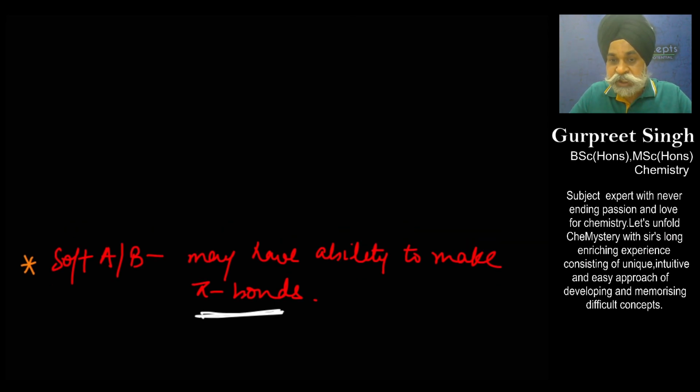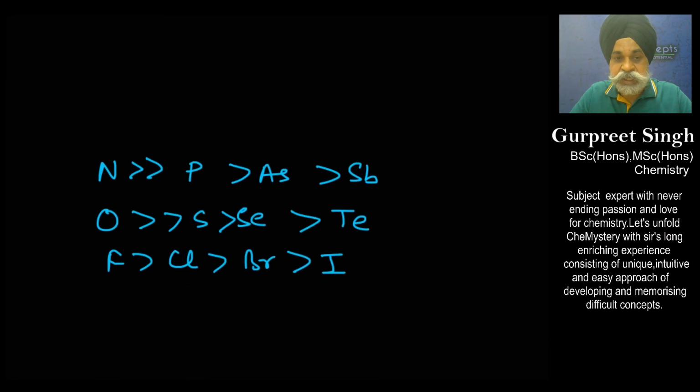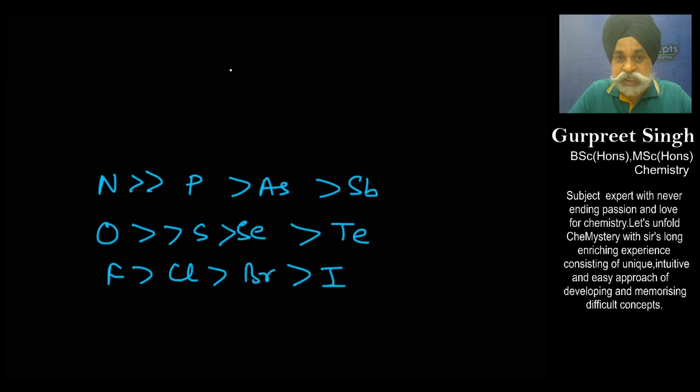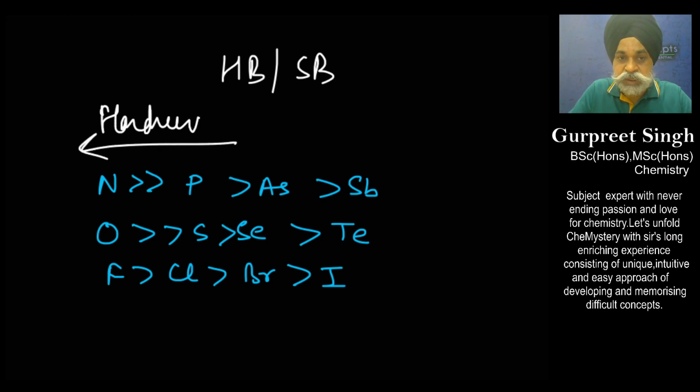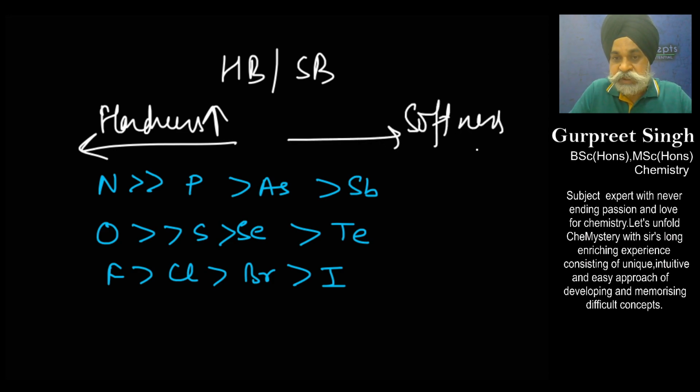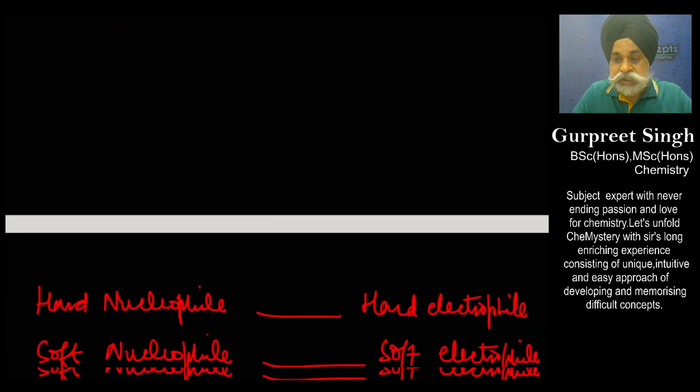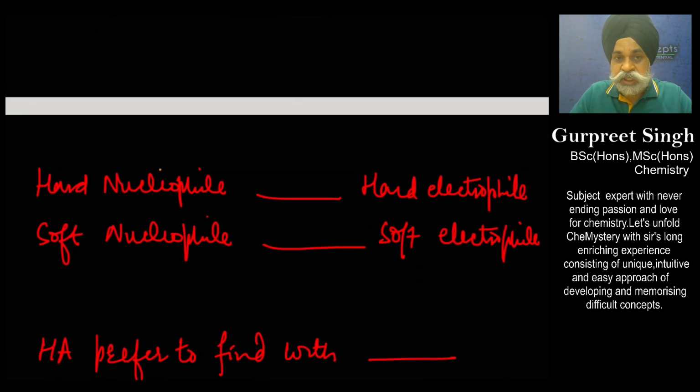So let me consolidate. One more thing I should place here: if you go for a given hard base or a soft base, if you go to this side, hardness increases. This is a very simple viewpoint. And if you go to this side, softness increases. So make it a point that nitrogen, oxygen, fluorine are hard bases and these are soft ones.